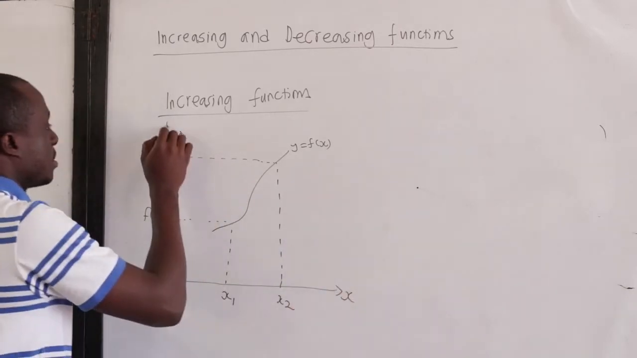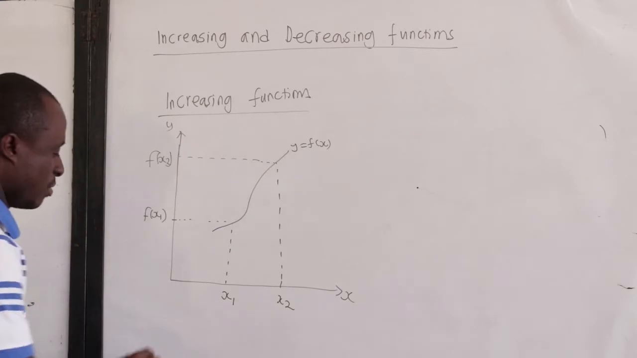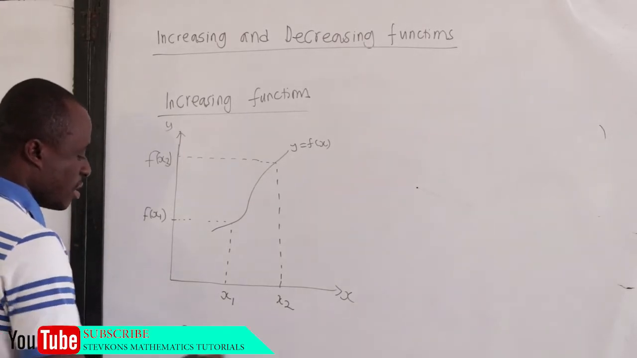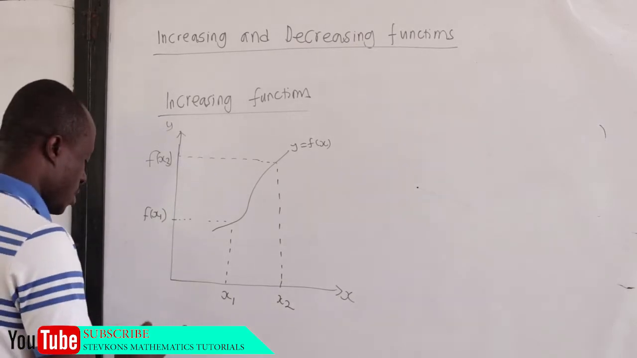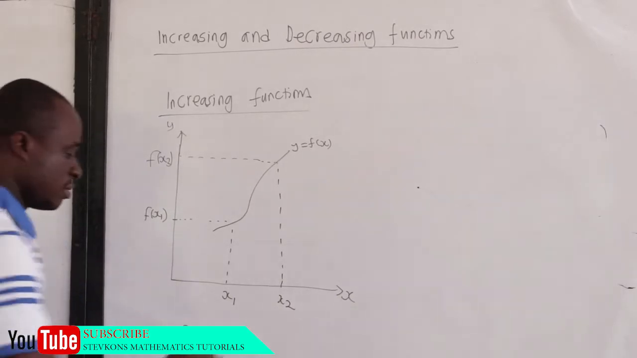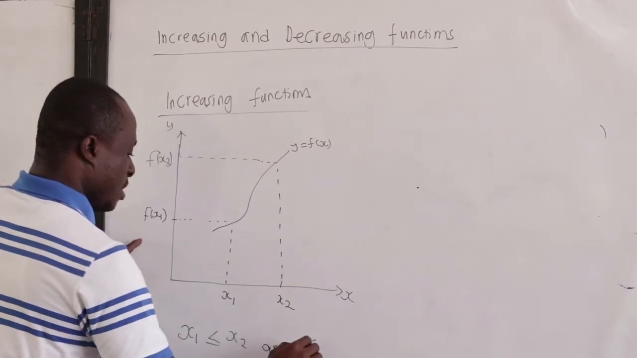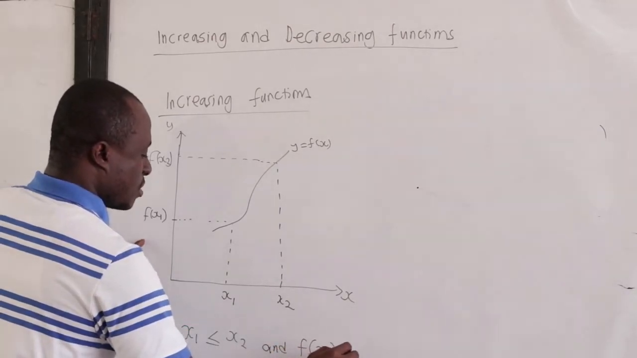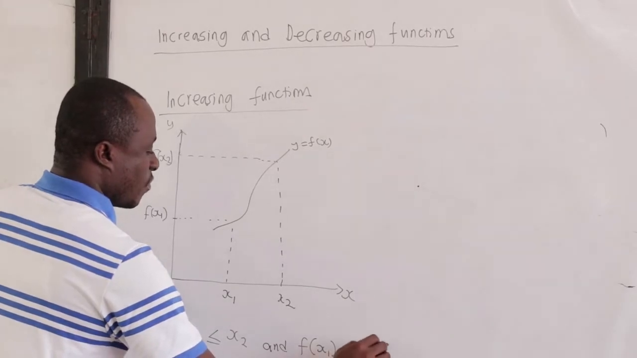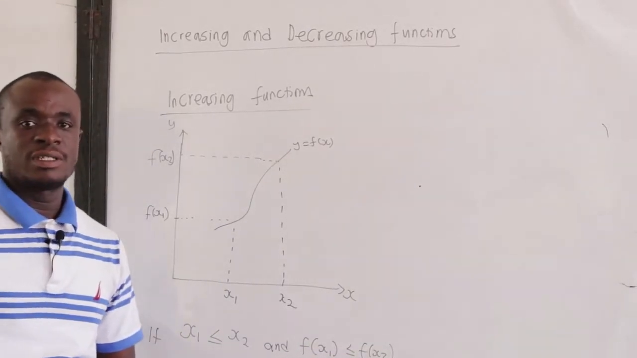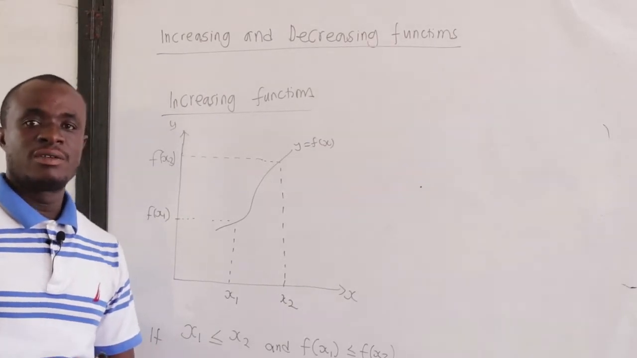There's the x-axis, there's the y-axis. Clearly, what can we see? We can see that x1 is less or equal to x2. So if x1 is less or equal to x2, and we have, clearly, what can we see? f of x1 is less or equal to f of x2. Then we say this function is increasing.